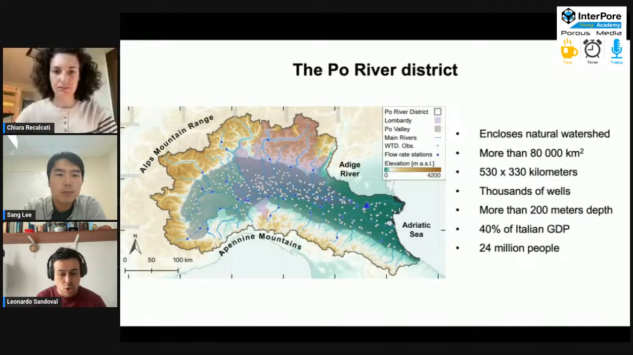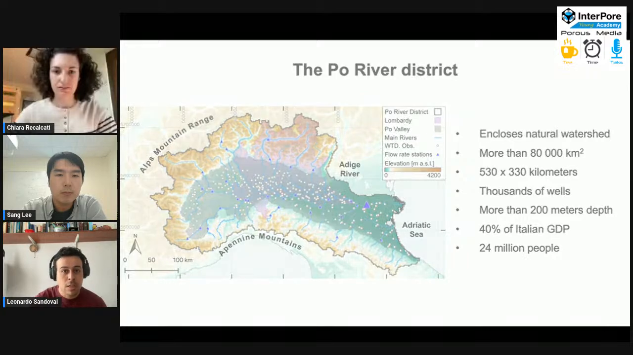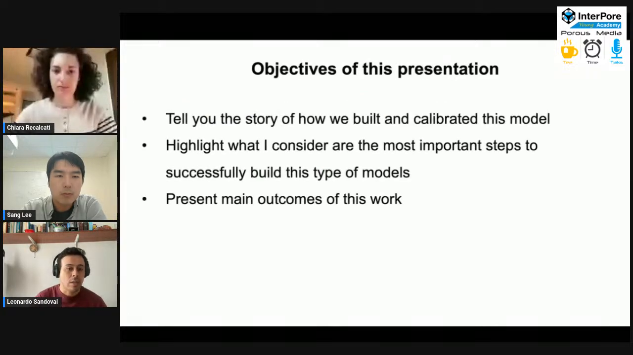So what I want to show in today's presentation is the story of how we built and calibrated this model. I want to highlight what I consider very important points to successfully build this type of model, and present some outcomes of this work.